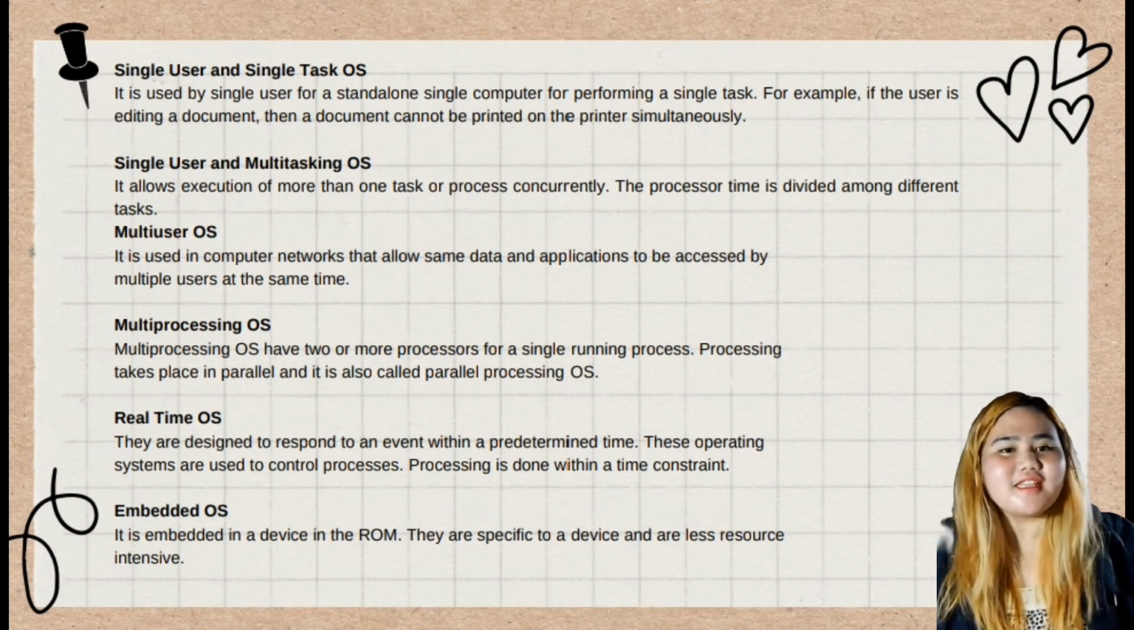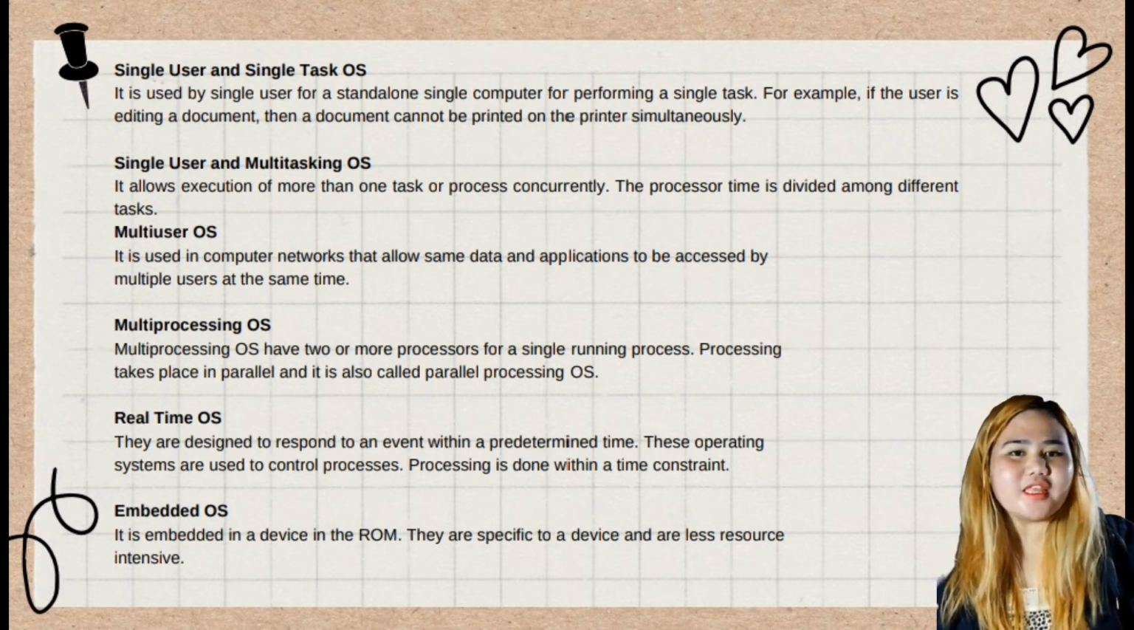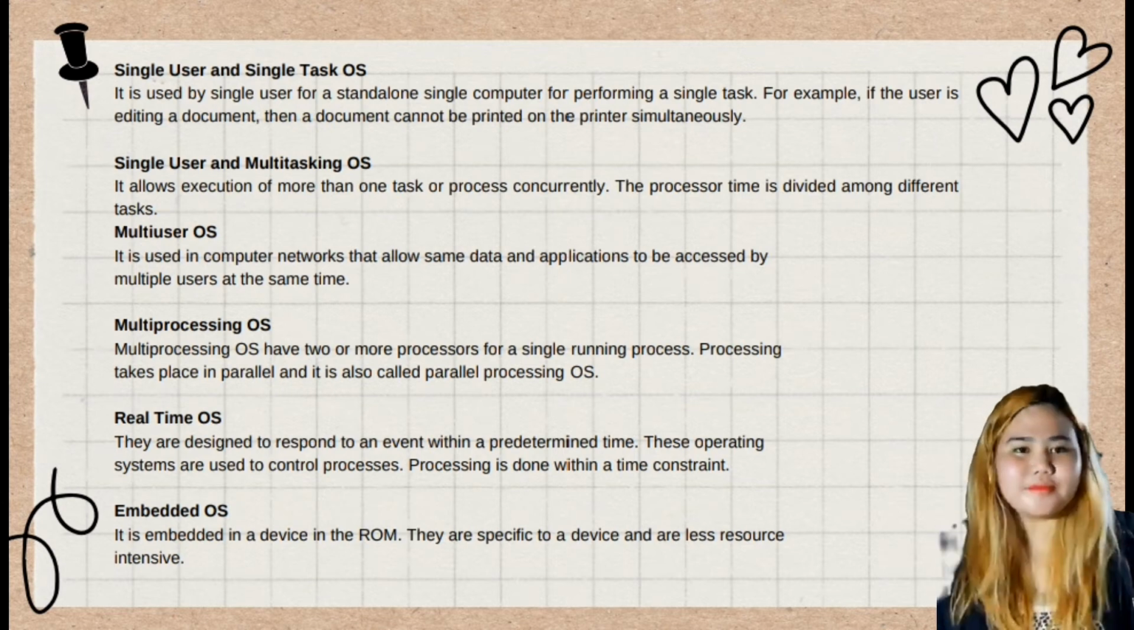Single user and single task OS. It is used for a single task on a standalone computer by a single user. Personal computers, called PCs, have a single-user operating system. For instance, a document cannot be printed on the printer simultaneously if the computer is busy revising it. Simple operating systems called single-user OS are made to handle a single task at a time. One example of it is MS-DOS.